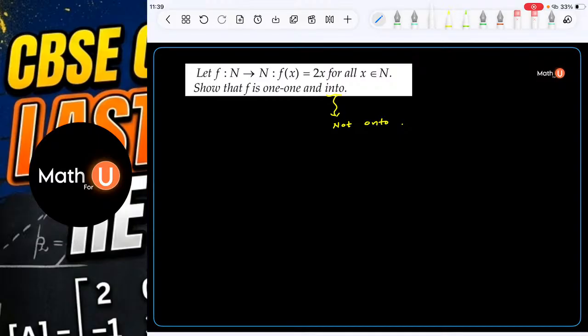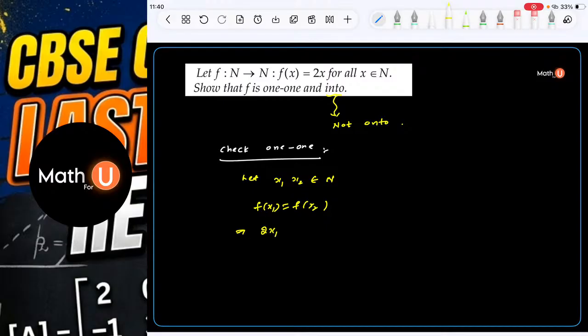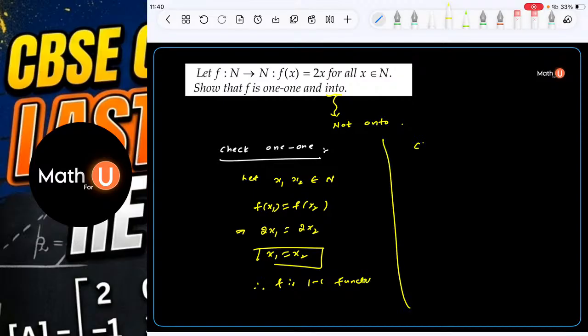First we have to check whether the function is 1 to 1 or not. Let x1, x2 belong to natural numbers. Then if f of x1 equal to f of x2, then 2x1 equal to 2x2. The 2 gets cancelled, we get x1 equal to x2. Therefore f is a 1 to 1 function. Now check onto.